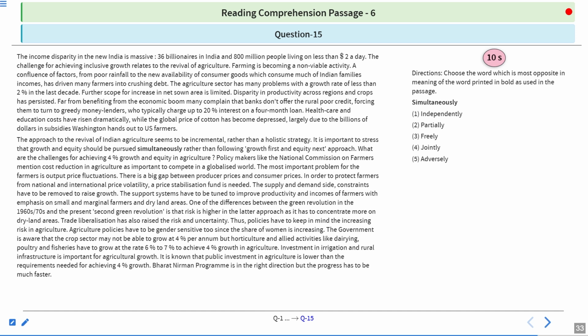The next question is: choose the word which is most opposite in meaning of the word printed in bold as used in the passage, simultaneously. The first word is independently, the second one is partially, the third one is freely, the fourth one is jointly, and the fifth one is adversely. You have 10 seconds to choose accordingly.